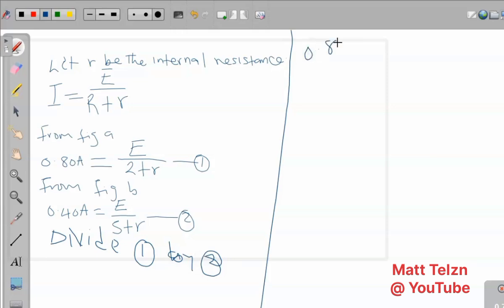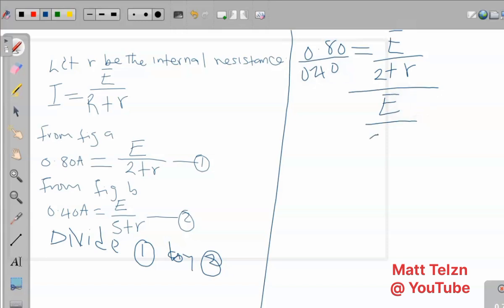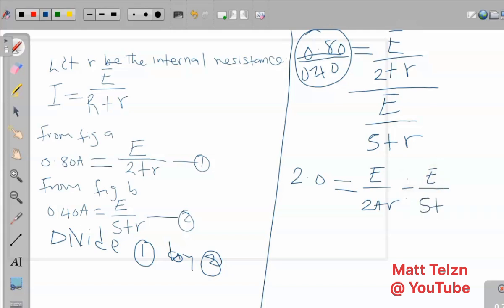Alright, so what we are going to have is 0.80 equal to E over 2 plus r, this one divided by 0.40. This side E divided by 5 plus r. Okay, so if I divide this one, 0.8 divided by 0.4, this aspect here, I'm going to have 2.0 equal to, now I have two fractions here, okay? I can rewrite this fraction as E over 2 plus r divided by E over 5 plus r.